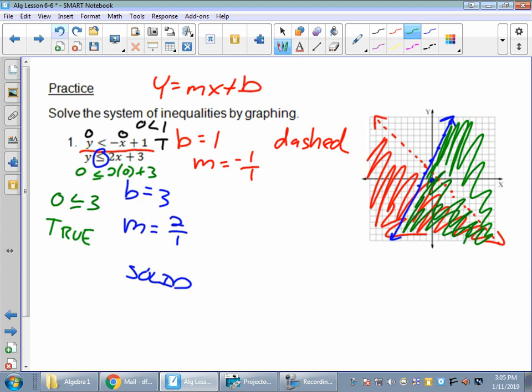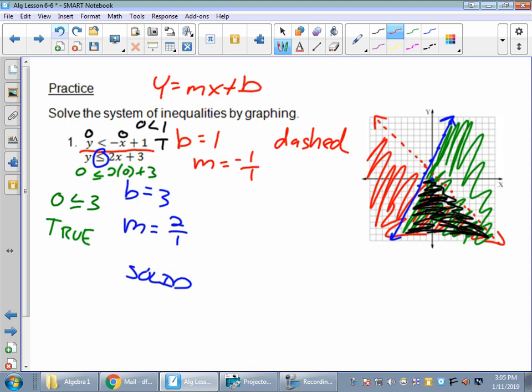And so now we got to look at, for our solution, all the points where there's double shading. So I'm going to do that in black here. You can see where there's green and red shading here. All that is double shaded. So these would be your points. That would be your solution. So what it means is basically any point in this double shaded area would be a solution for this system of inequalities.